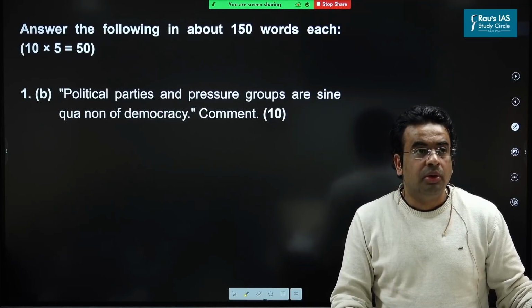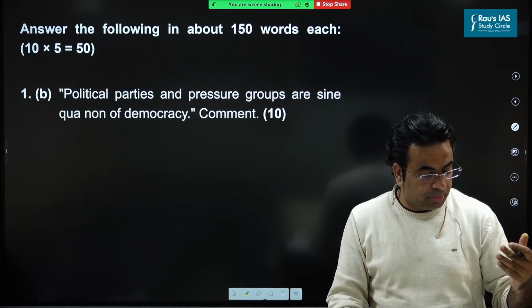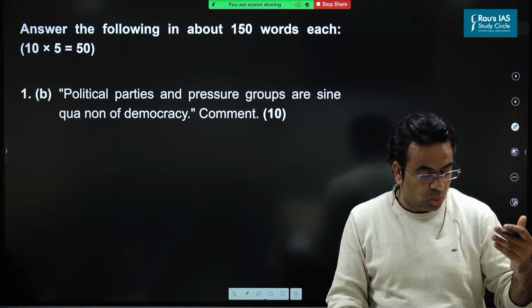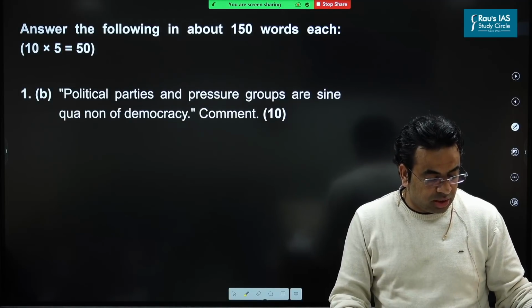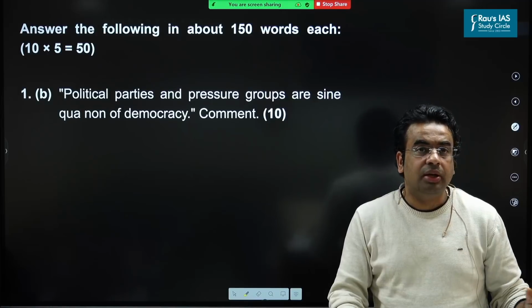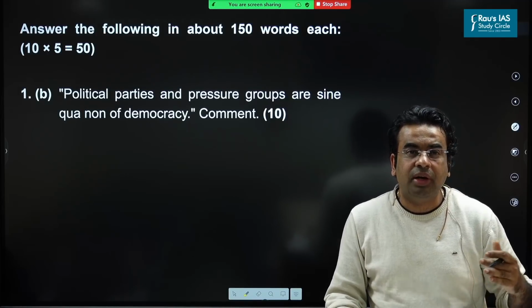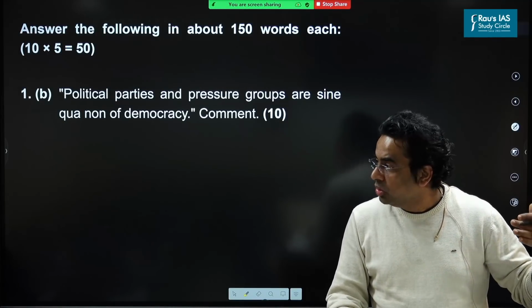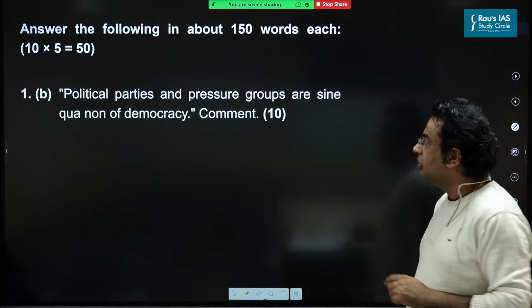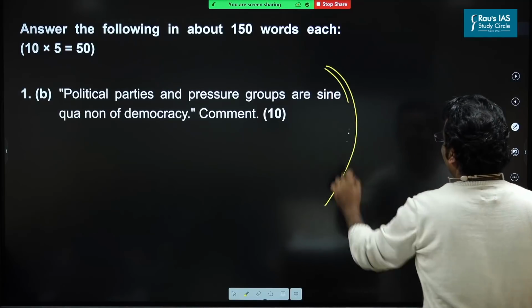Similarly, first B: political parties and pressure groups are sine qua non of democracy. Without this, democracy can't survive. A direct question again; the challenge is not answering these questions.